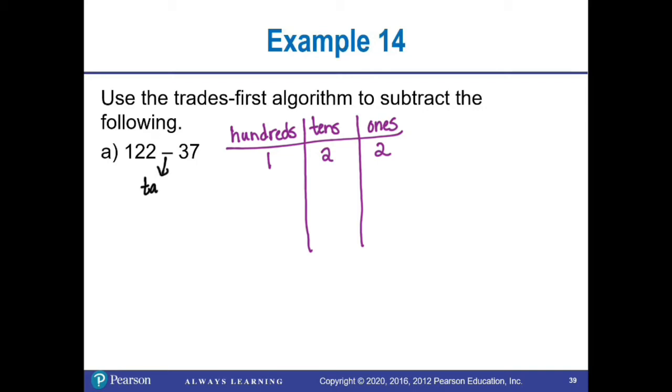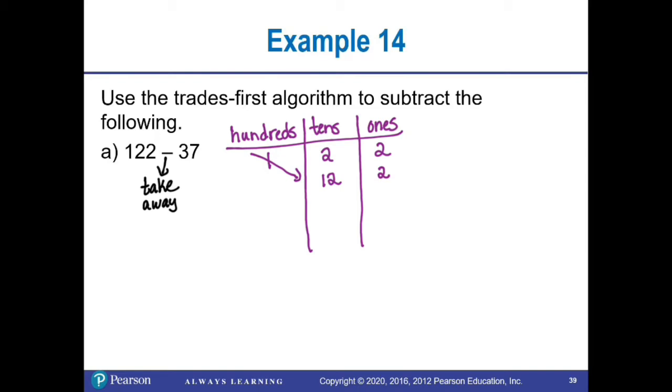Our minus tells us we're taking away. So here we're taking away 3 tens from that tens place and 7 ones from the ones place. Now notice I don't have enough tens to take away 3 of them. So I'm going to trade 100 for 10 tens. So that gives me a total of 12. And bring down your 2 ones.